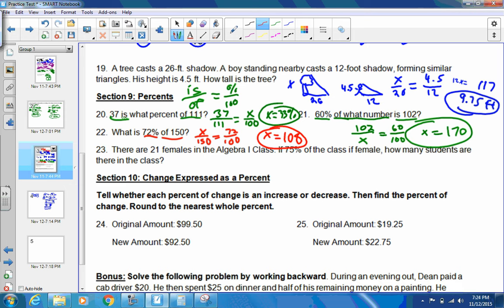All right, and there's one more. It says 23. It says there are 21 females in the algebra class. If 75% of the class is female, so we're going to have 75 over 100. How many of the students are in the class? So think of part over whole. The part would be the females. And we're trying to figure out the whole amount of students that are in the class. So there's our proportion. When we solve it, you end up getting x is equal to 28, and that would be 28 total students.